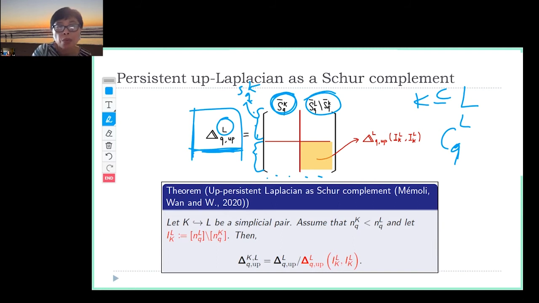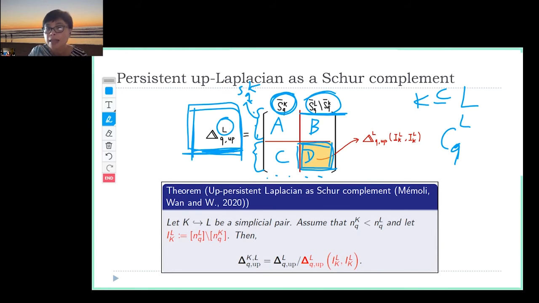So this we can compute. This is a standard Q Laplace operator. We can compute it easily. Once we have this, let's look at this block. This block represents all the simplices in L but not in K, and I take this block as my previous D. So this is A, B, C, D. This is a block matrix, and this portion is D from my previous slide.